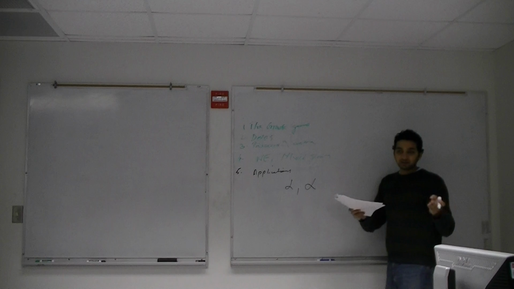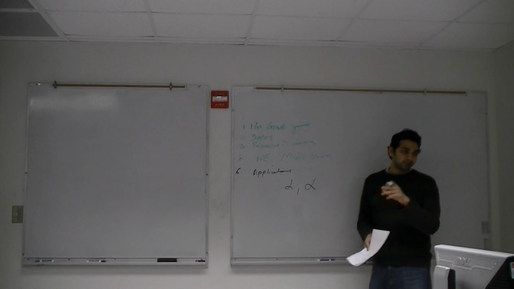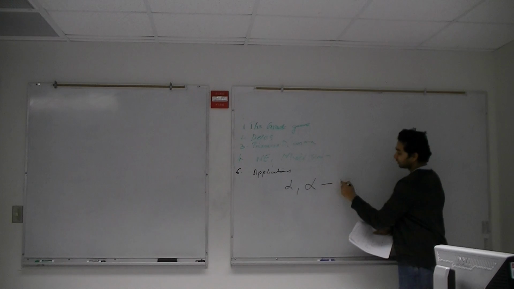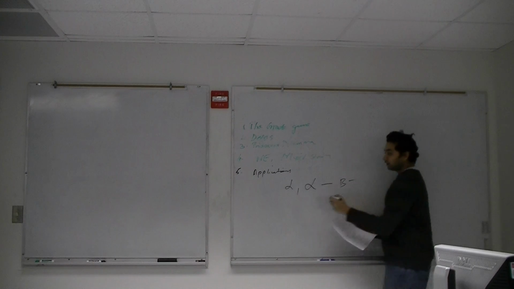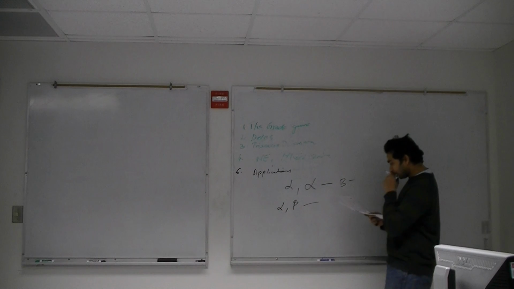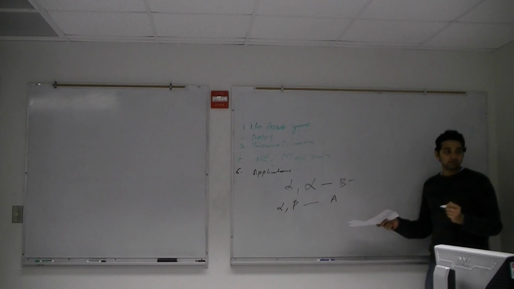Let's say you're paired with somebody at random in this particular group. So you pick alpha, the other person picks alpha, you get B minus. You pick alpha, the other person picks beta, you get an A grade.